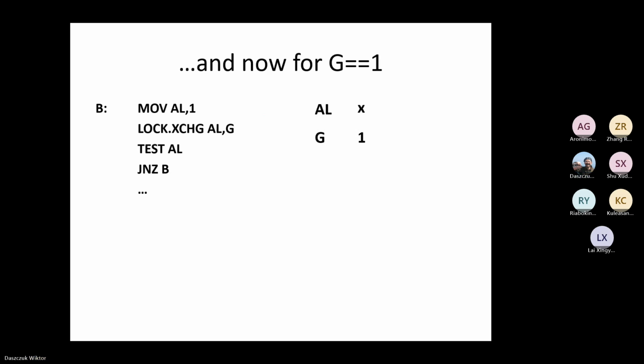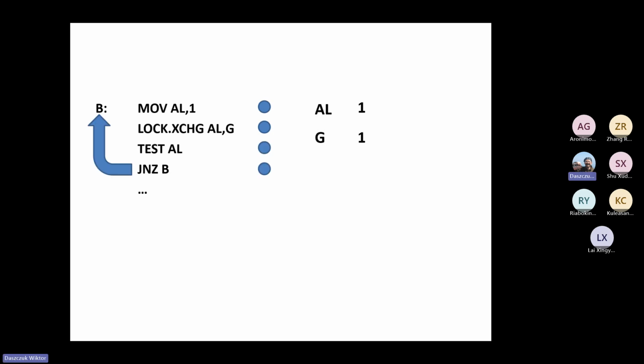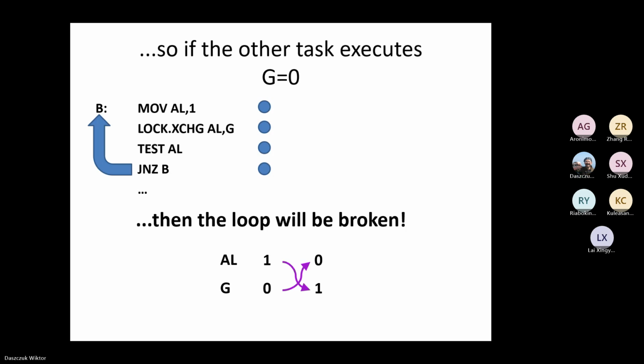For G equal to 1, we move 1 to AL. We exchange 1 with 1. We test AL, it is 1, so we jump to B. And again, and again, and again, until someone enters 0 to G. If the other task assigns 0 to G, I will not jump, I will continue. And the loop will be broken.